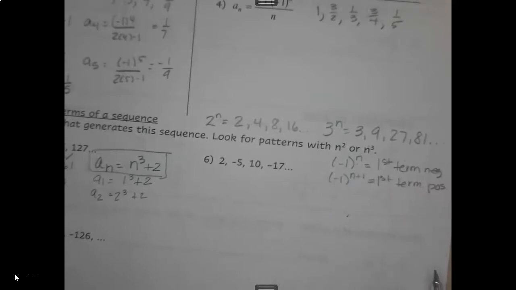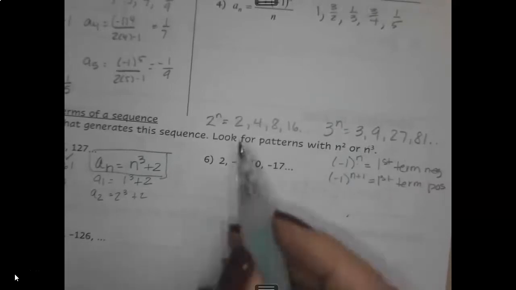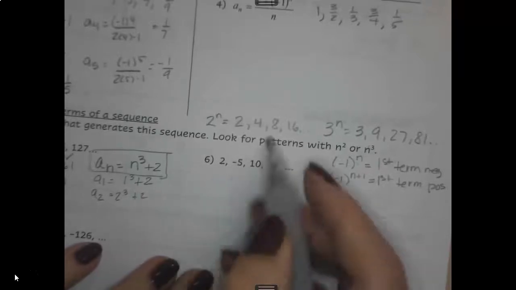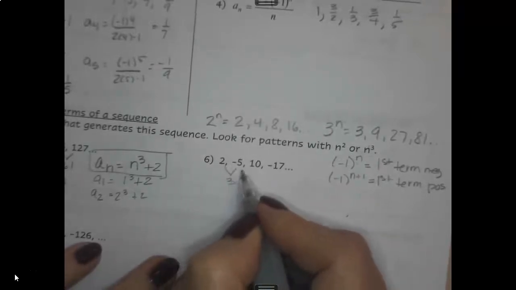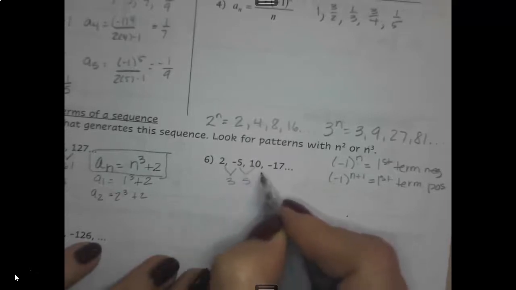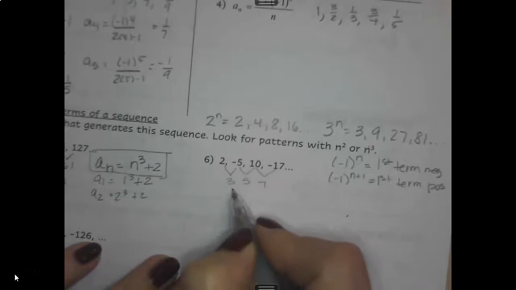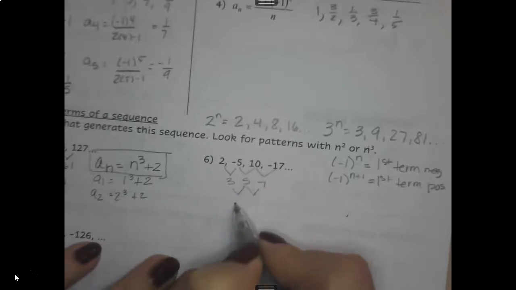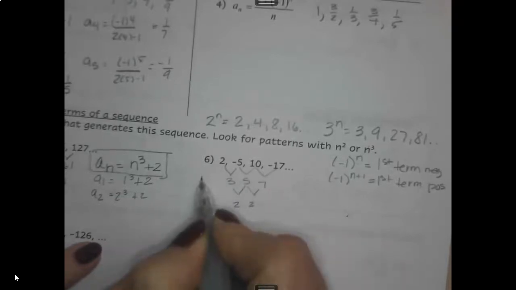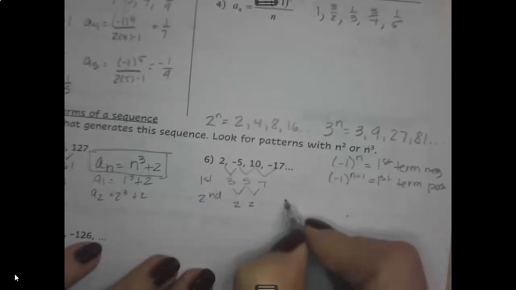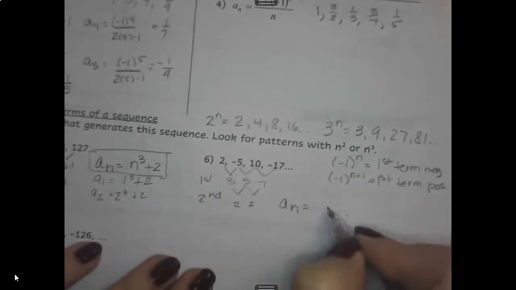So when you go to do your differences, just ignore the positives and negatives. Just go from 2 to 5 is 3. From 5 to 10 is 5. From 10 to 17 is 7. So we had a first and we had a second. So we're going to try to make this formula n squared.